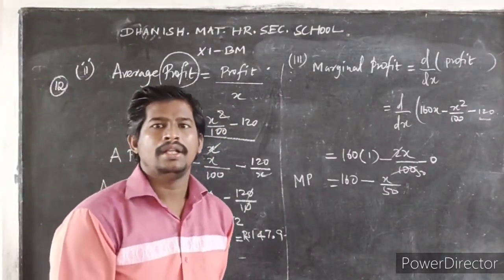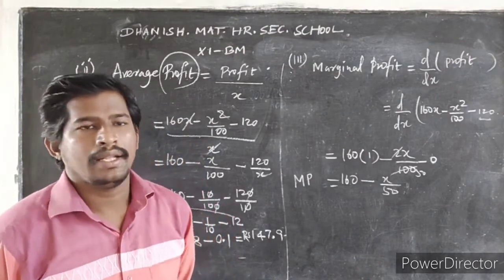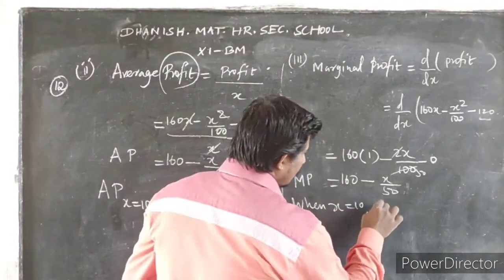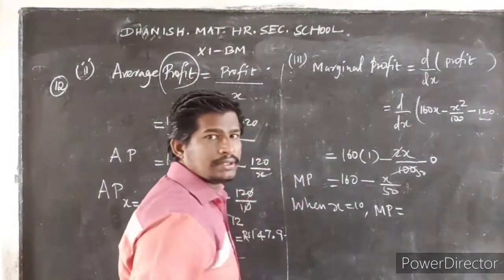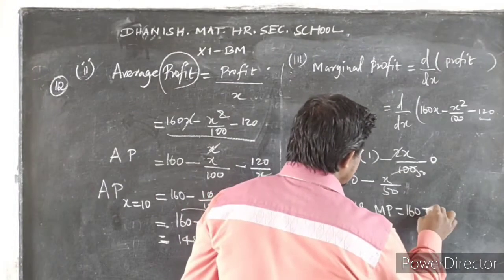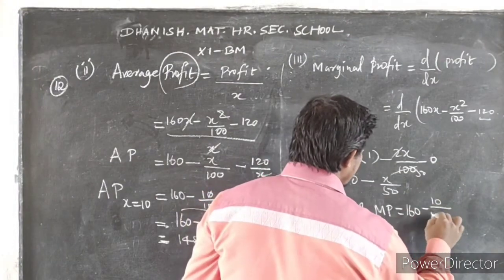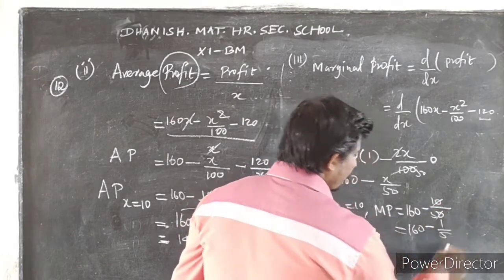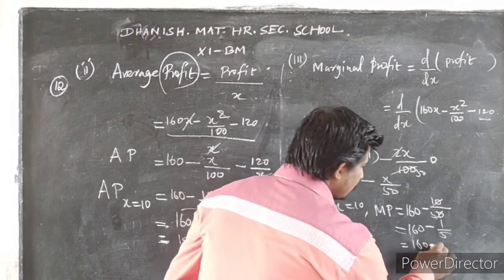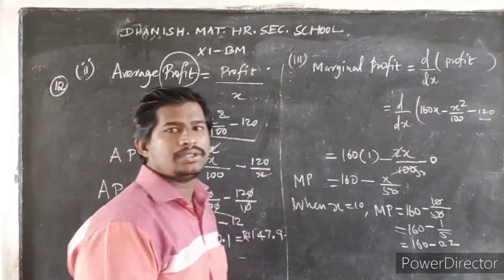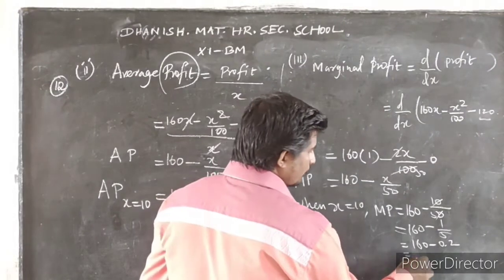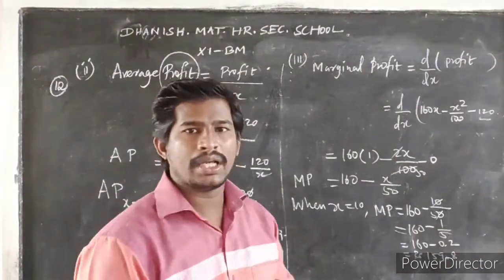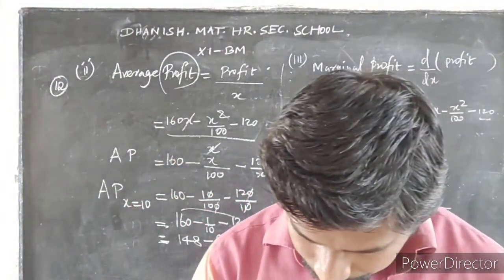Now we are going to find our marginal profit when x is 10. When x equal to 10, our marginal profit is 160 minus, instead of x I am going to put 10, by 50. Now this is 160 minus 1 by 5. Now this is equal to 160 minus 0.2. 1 by 5 is 0.2. Now this is equal to 159.8 rupees. We got our required answer.